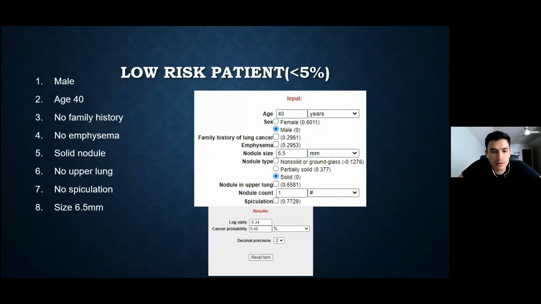Okay, so with all that information, we can use some calculators that provide a specific probability of cancer. In this case, this is a low-risk patient, a young male patient, no family history, no comorbidities like emphysema, solid, no upper lobe location, no spiculation, and a small size. All that provides a cancer probability of 0.48%.